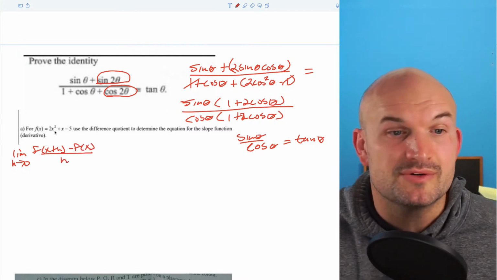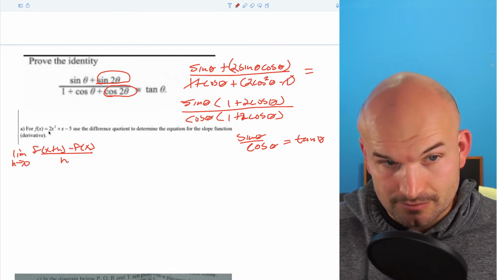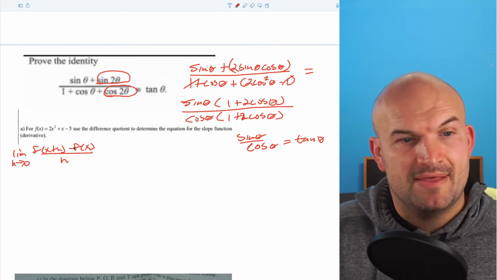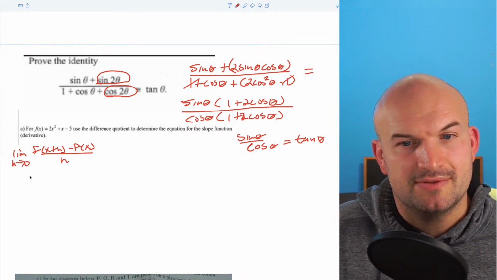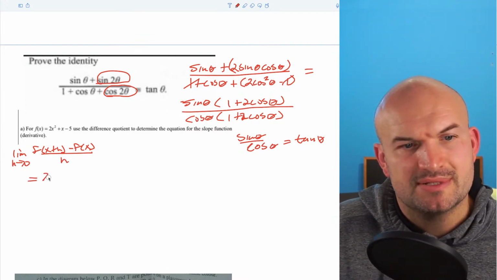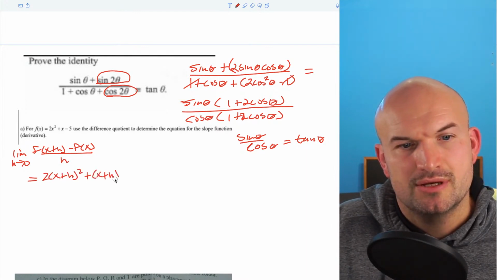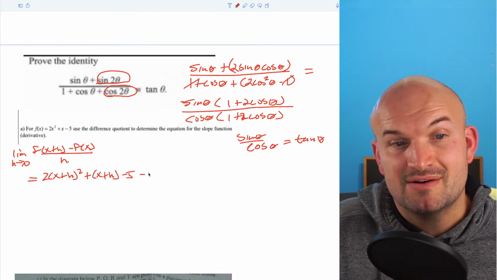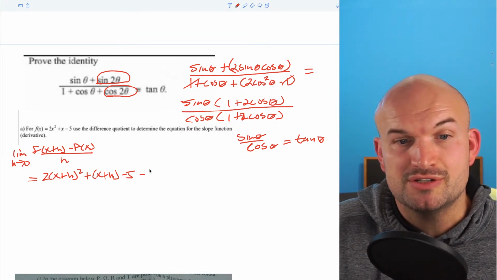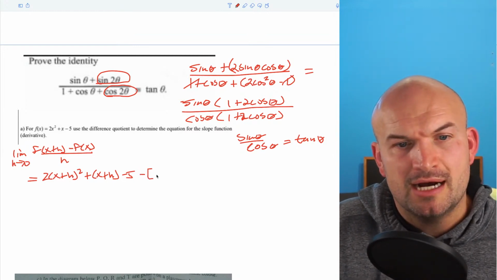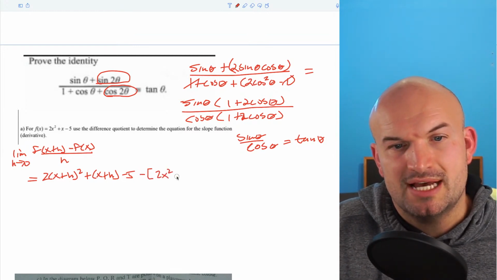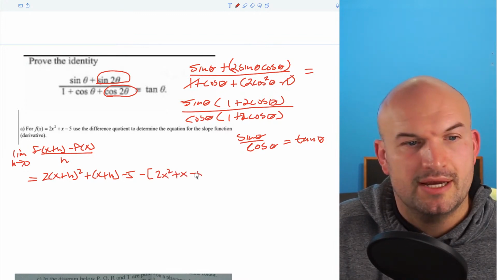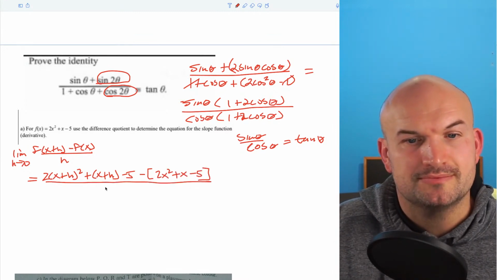All we're going to do is replace our x with x plus h, and then subtract. So when we write that out, this is going to be 2 times the quantity x plus h squared plus x plus h minus 5. So that's my f of x plus h, and that's going to be minus. Now, whenever you have more than one quantity, make sure you're using parentheses or brackets. That's going to be 2x squared plus x minus 5, and that's all over an h.